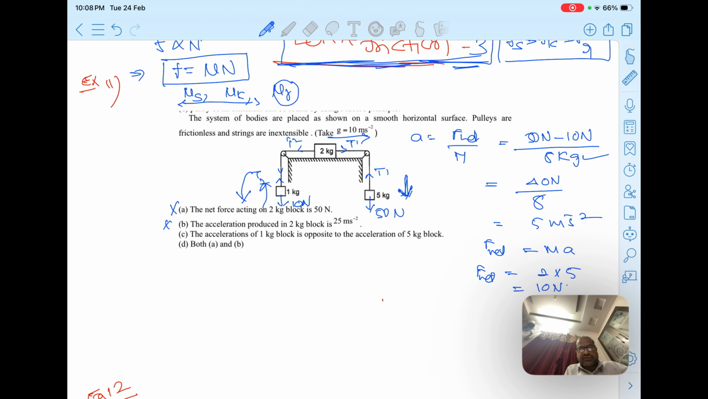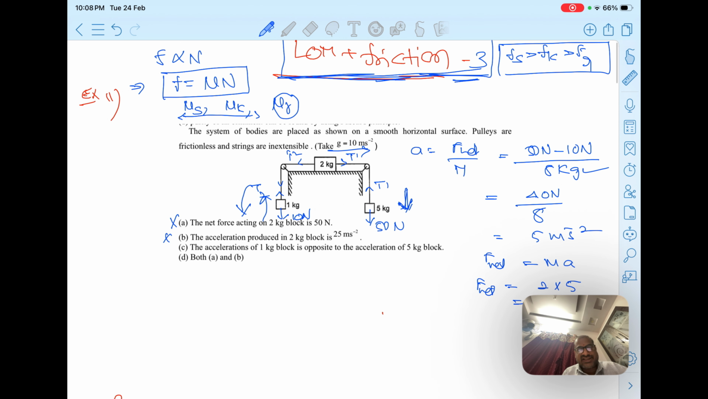That means the question here is: choose the incorrect statement. Incorrect statement means both A and B will be incorrect answers, so you can mark the D option.